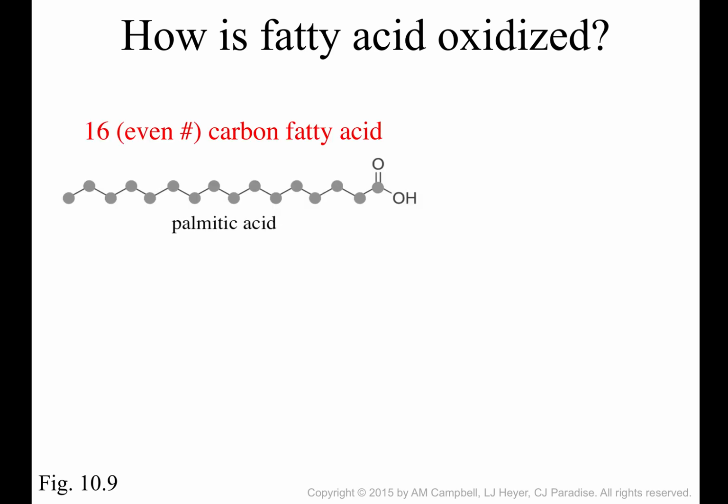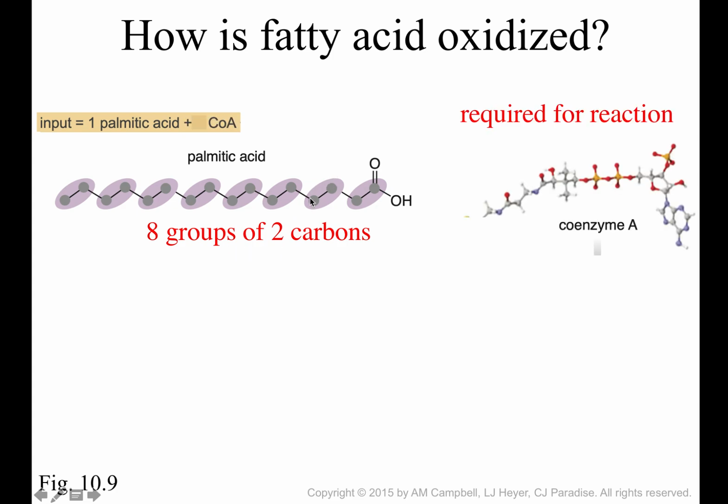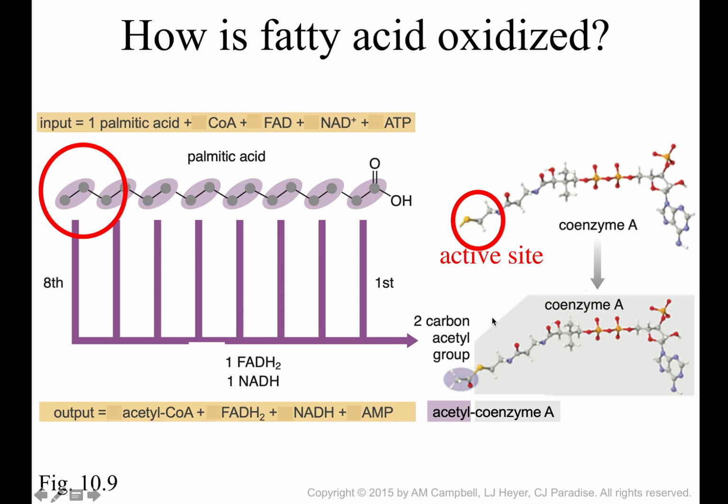Okay, so if we use palmitic acid as a type of fatty acid that you would burn, it has 16 carbons in its fatty acid chain. 1, 2, 3, 4, 5, 6, 16. Okay, this is 8 groups of 2. And those groups of 2 can be added 2 at a time to the coenzyme A molecule, and then it can be taken through the citric acid cycle.